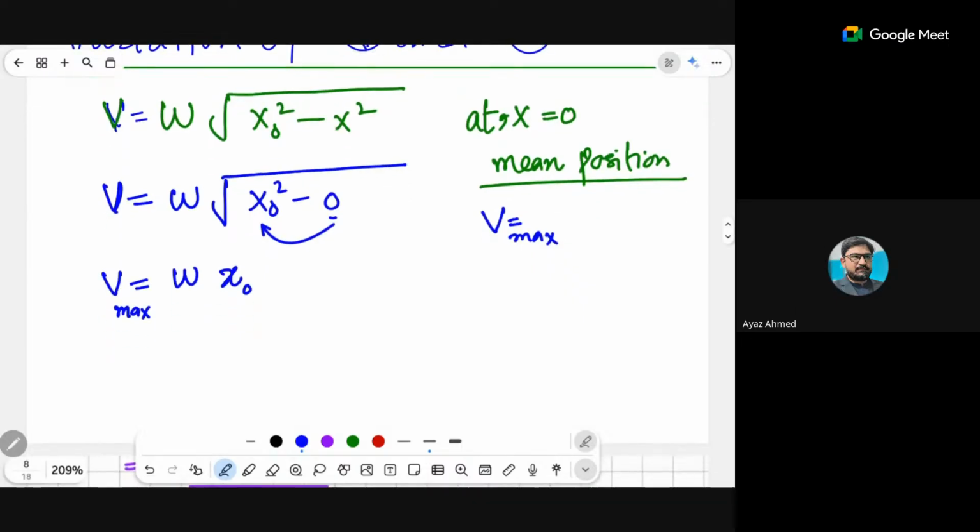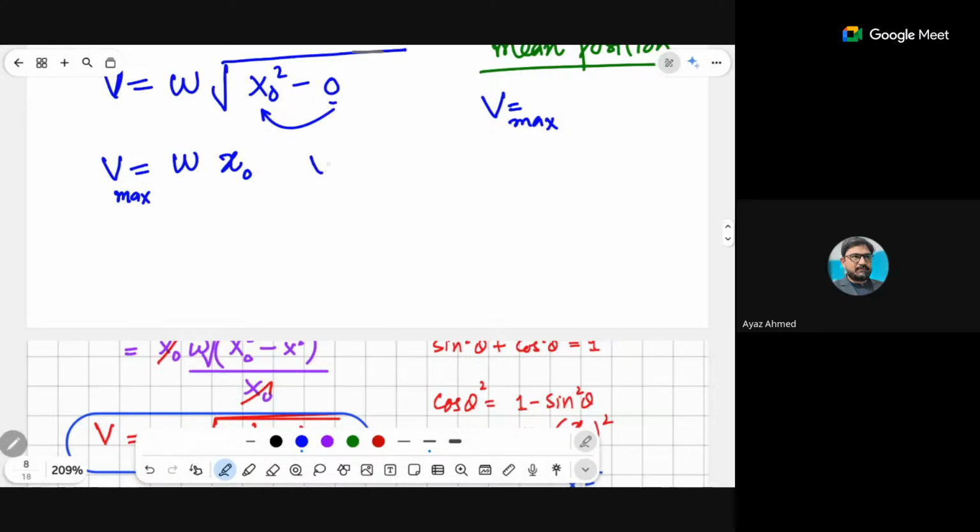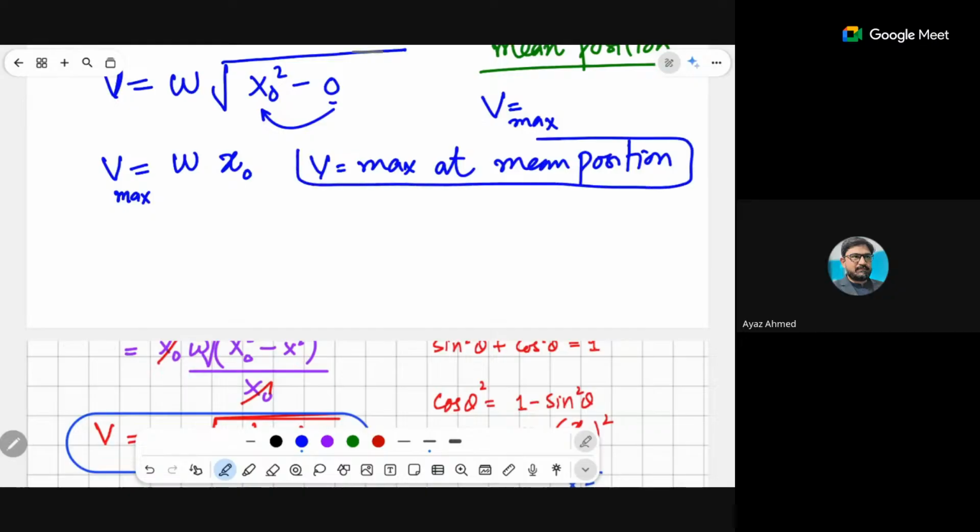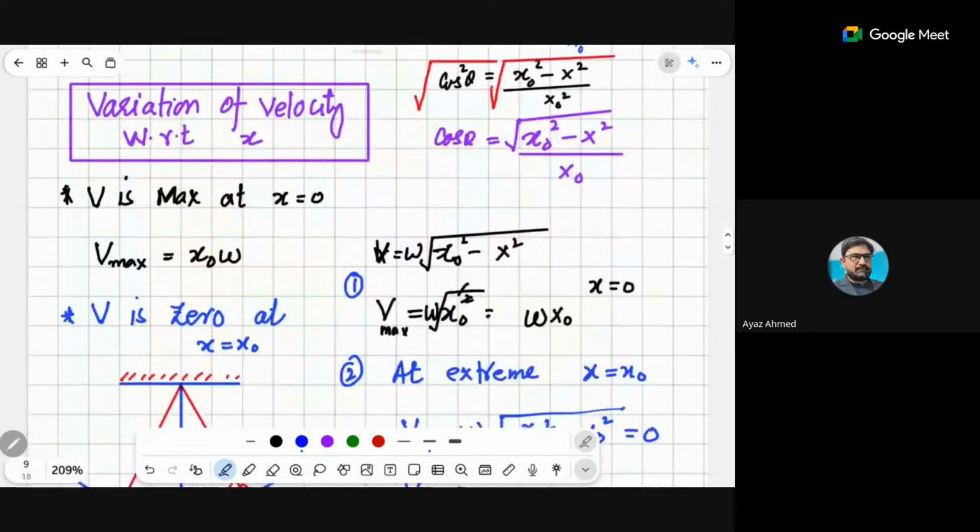Is this clear to everyone? So I can simply say that v is maximum at the mean position. So when an oscillator is moving back to the mean position from anywhere else, its velocity is maximum.